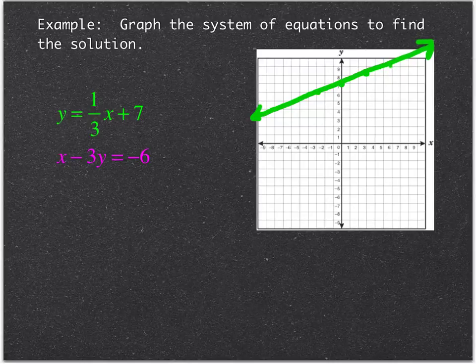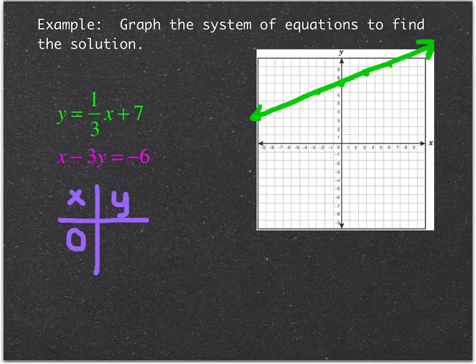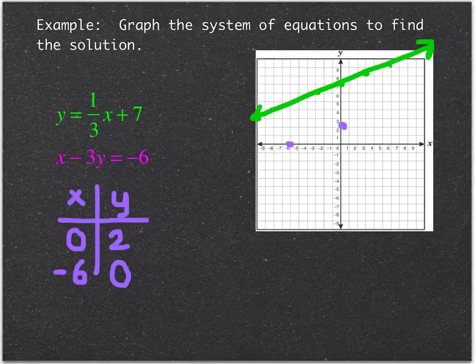Now my second one, this time I notice that this is in that standard form again. I'm going to try solving this with this intercept method. So that's when I put a 0 in for x and see what y is, and a 0 in for y to see what x is. So notice if I put a 0 in for x, again, then the x kind of cancels out a bit. So negative 3 times y is negative 6. That's got to be a 2. And if I put 0 in for y, that whole term is gone. And then, of course, x has to be negative 6. So I have (0, 2) and (negative 6, 0).